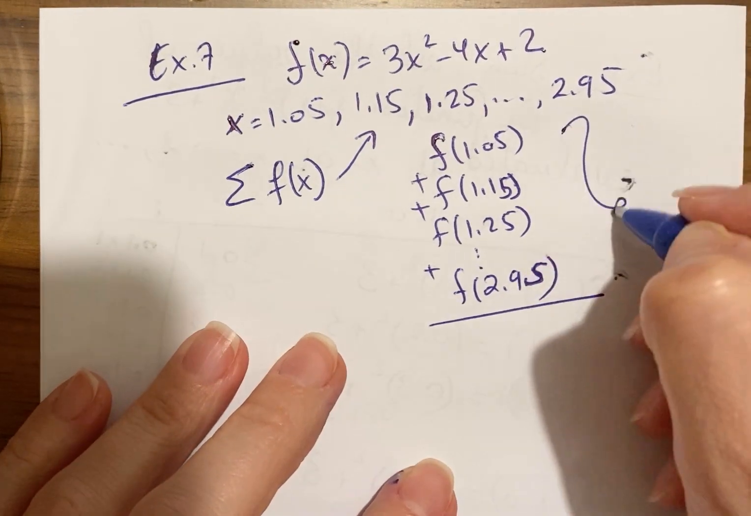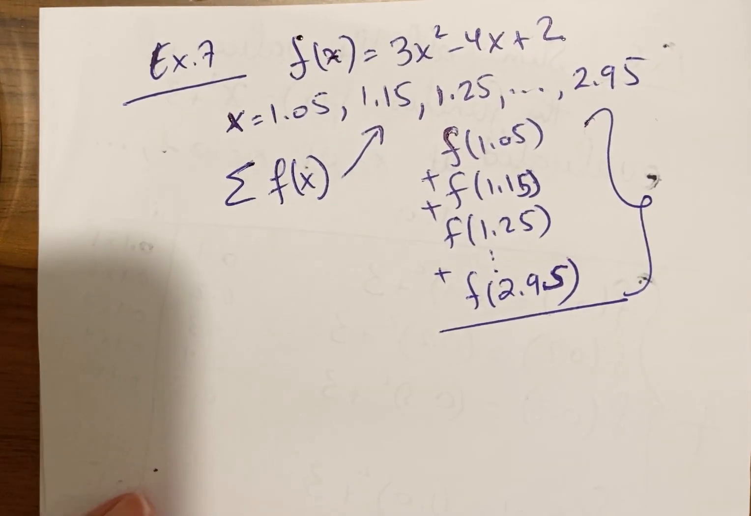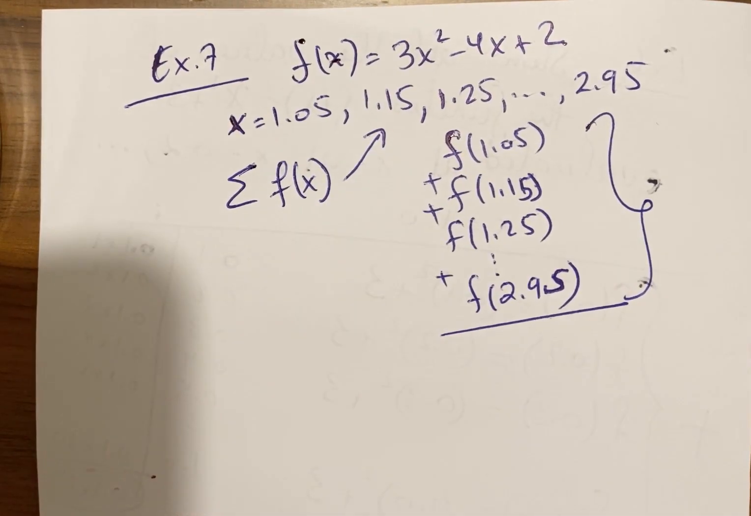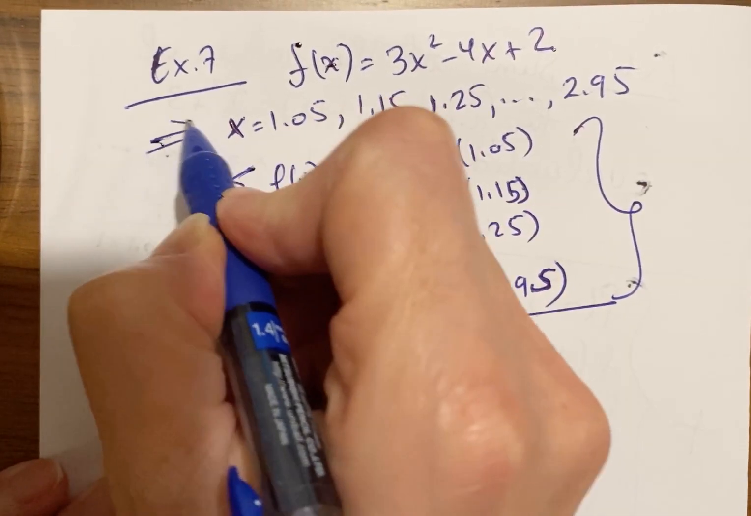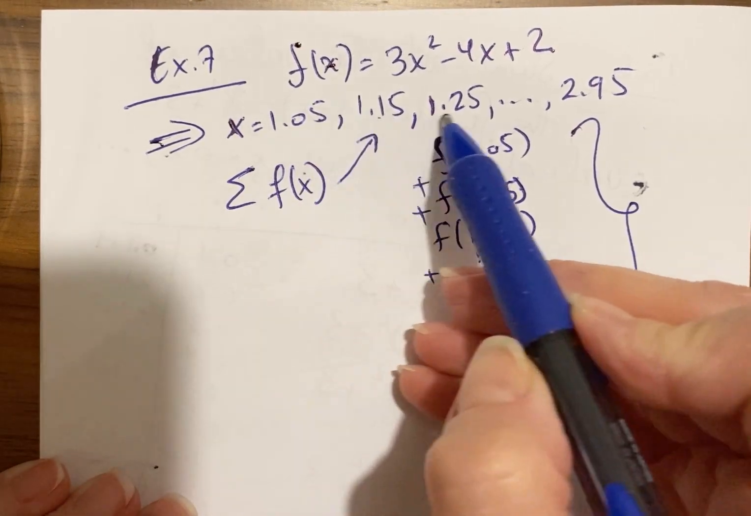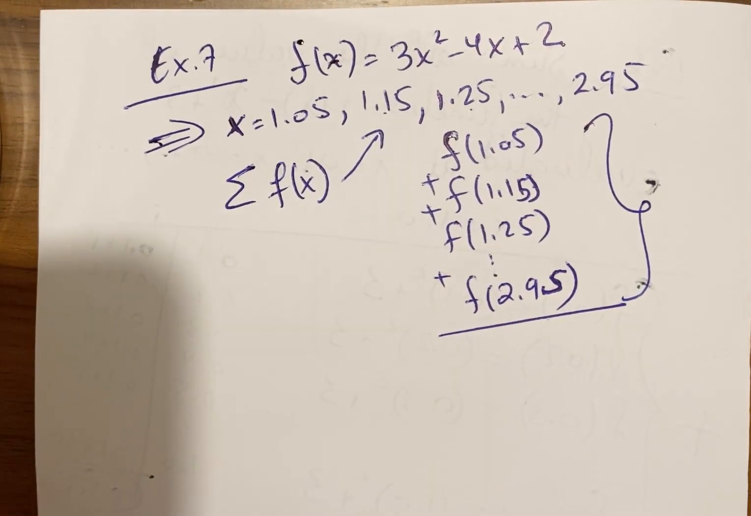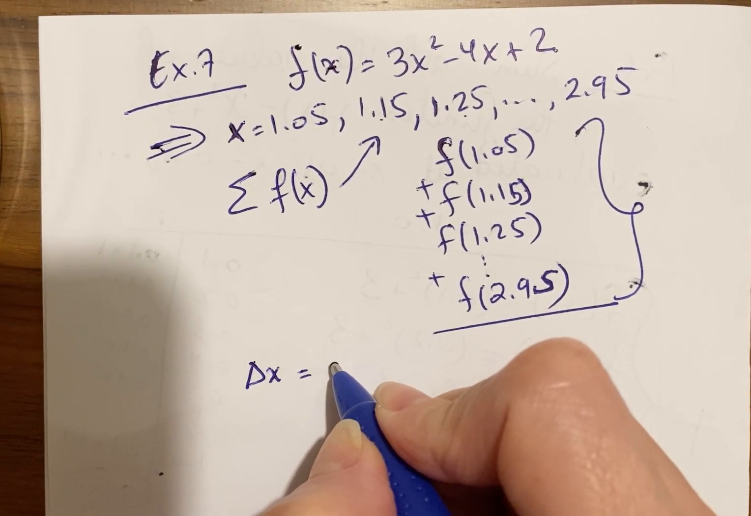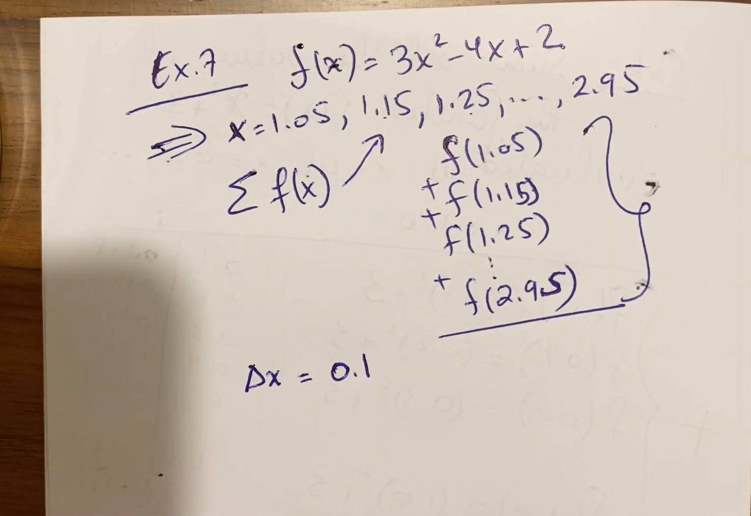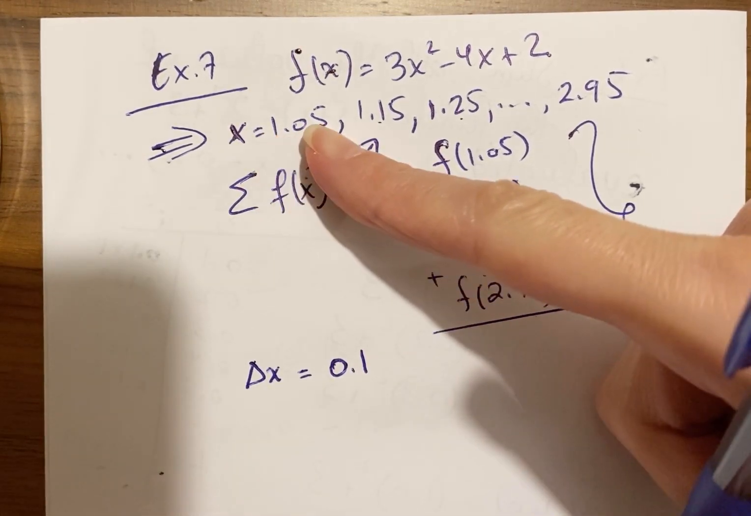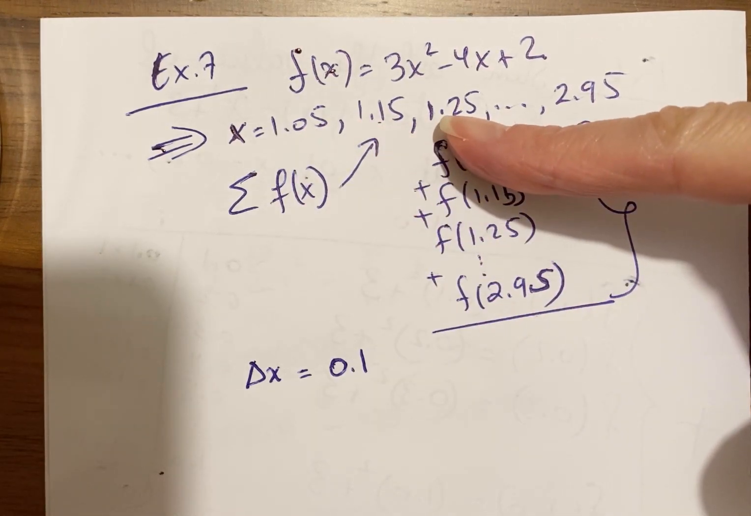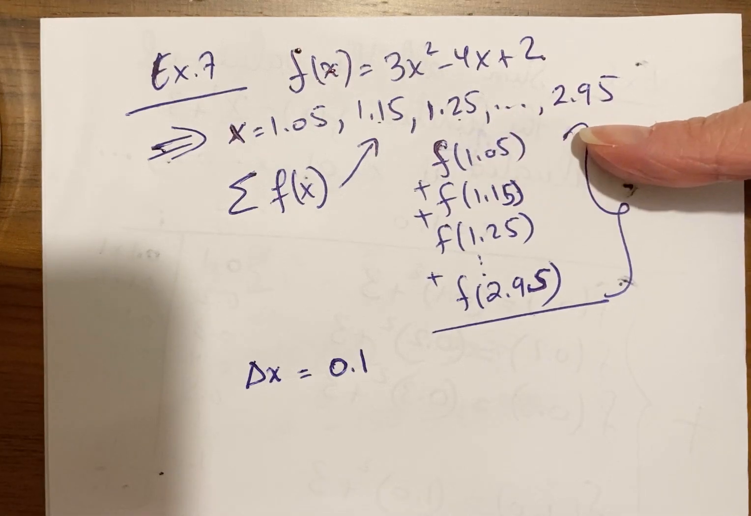Again, doing it this way is too time consuming, because if x was random, the only way we can do it is to evaluate at each x. But what is very simple about this problem is we notice there is a pattern. What is the pattern? The pattern is that the difference between the x's is always equal to how much? 0.1. You're right.